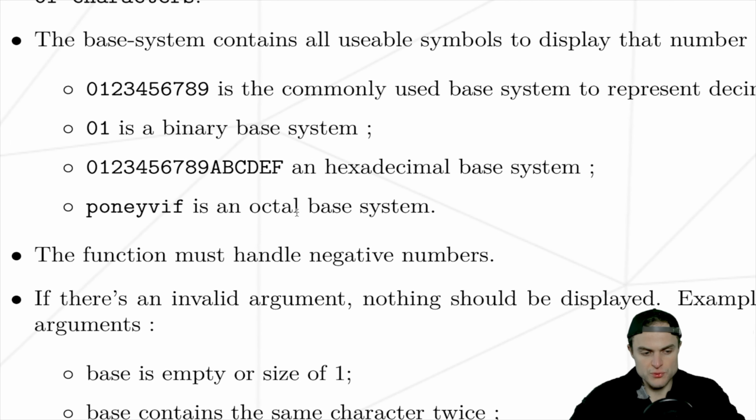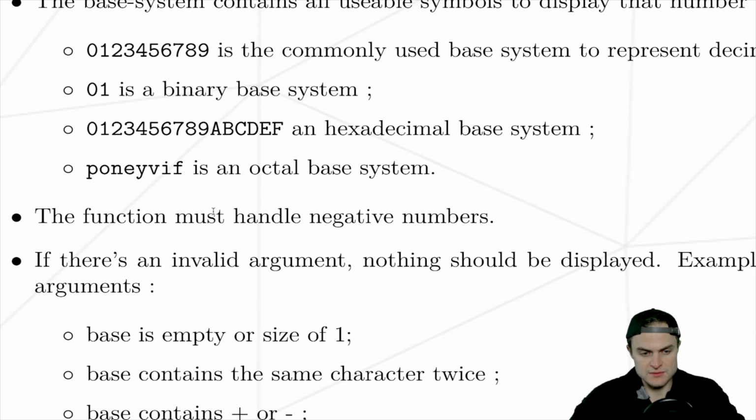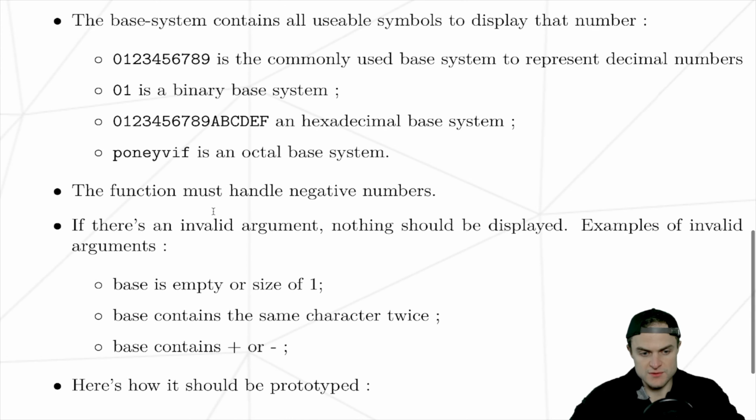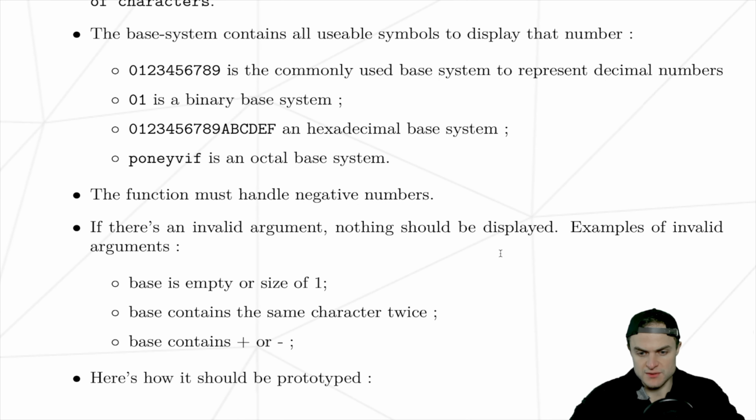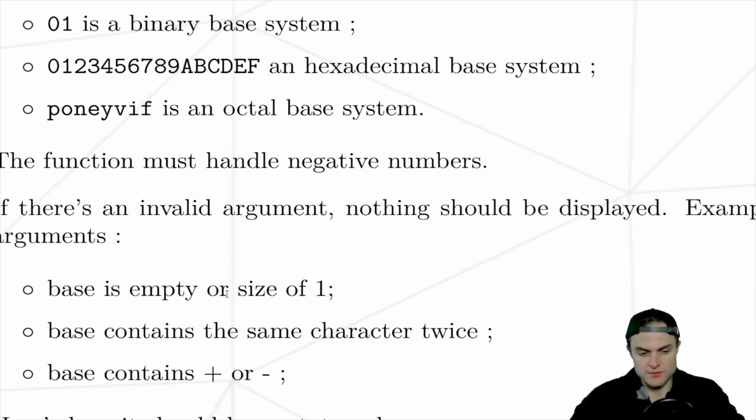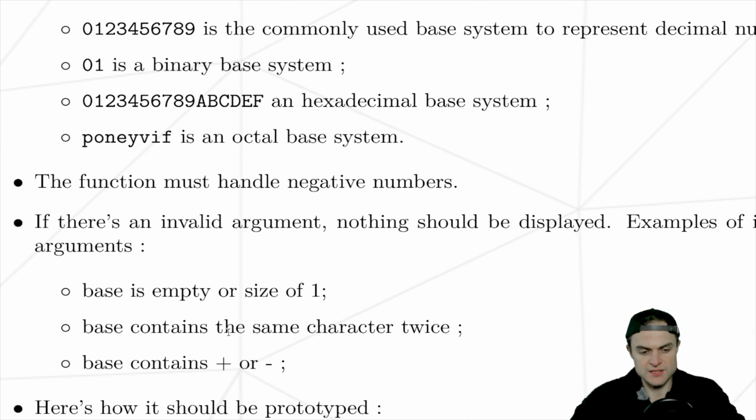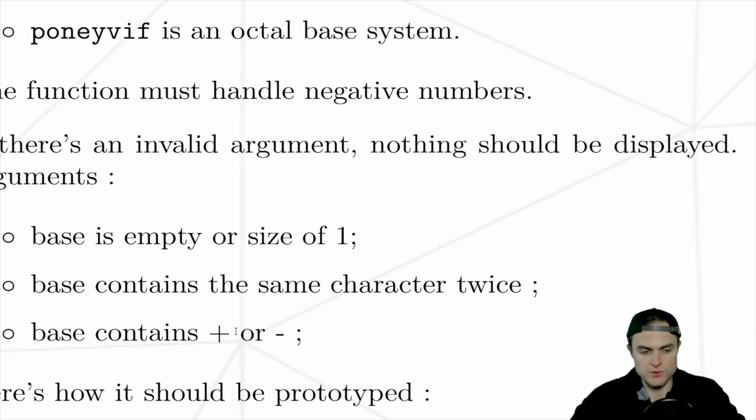Then we have some constraints. The function must handle negative numbers, of course. If there is an invalid argument, nothing should be displayed. Like for example, base is empty or size equal 1. Base contains the same character twice, of course. A base with 2 equal symbols wouldn't make any sense. I cannot anymore understand which specific value has a certain symbol.